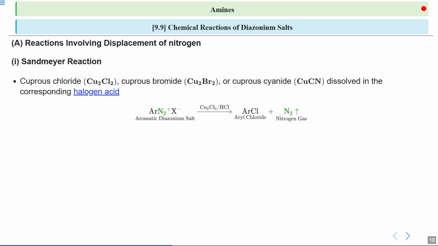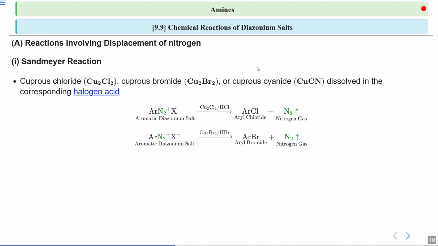So if we are using cuprous chloride in hydrochloric acid, that is Cu2Cl2 in presence of hydrochloric acid, then you will see when we react it with aromatic diazonium salt, the nitrogen is replaced by a chlorine atom, which forms an aryl chloride and nitrogen gas. So clearly see this N2 is replaced by Cl, forming aryl chloride.